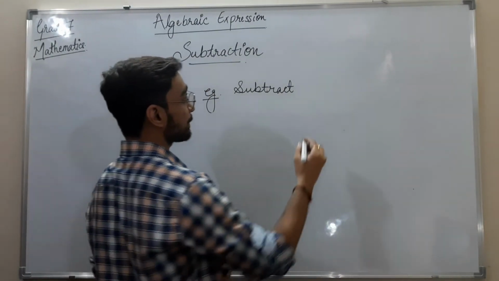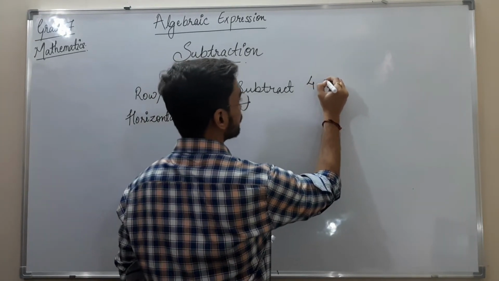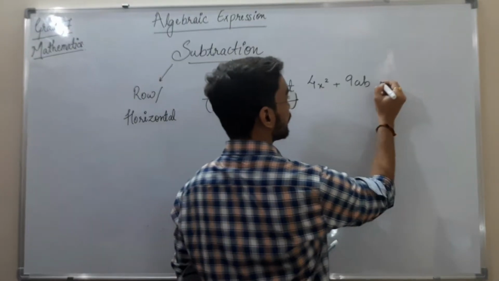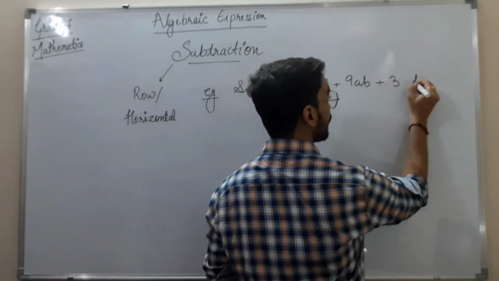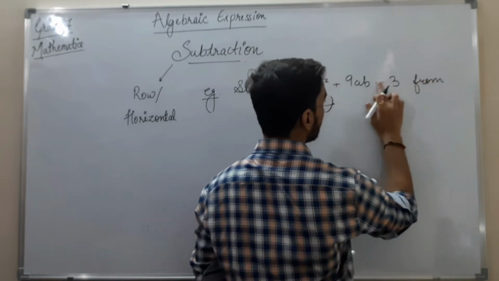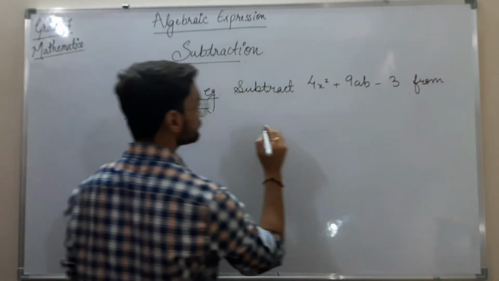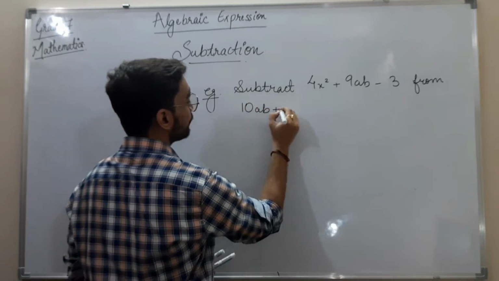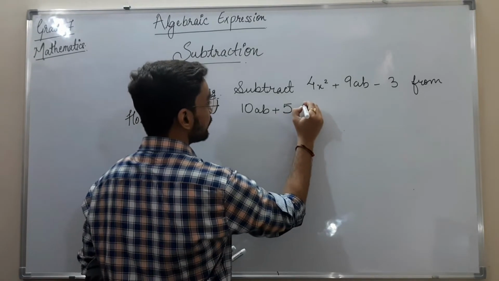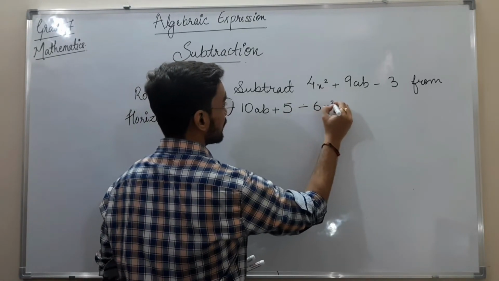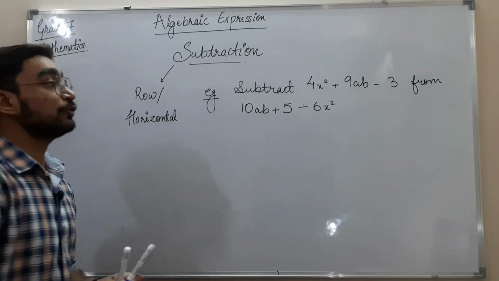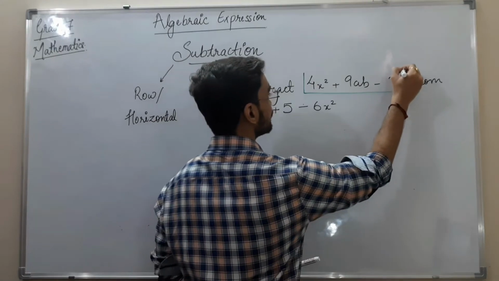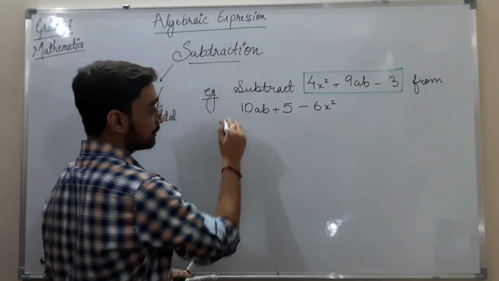Subtract 4x square plus 9ab minus 3 from 10ab plus 5 minus 6x square. I want to subtract this complete algebraic expression from this one.